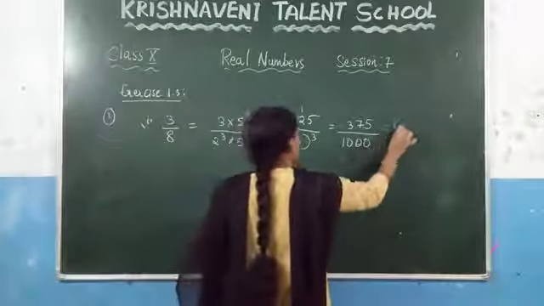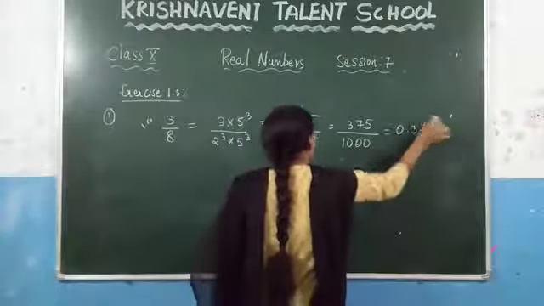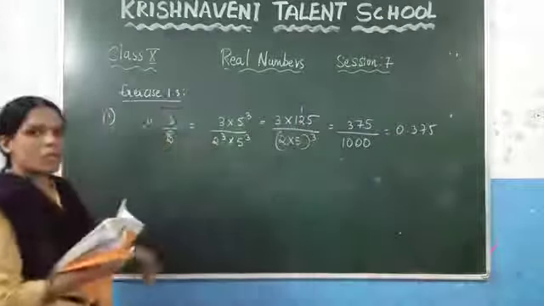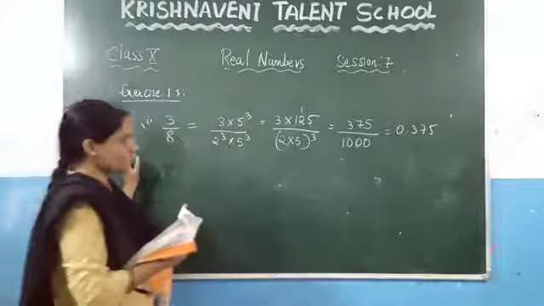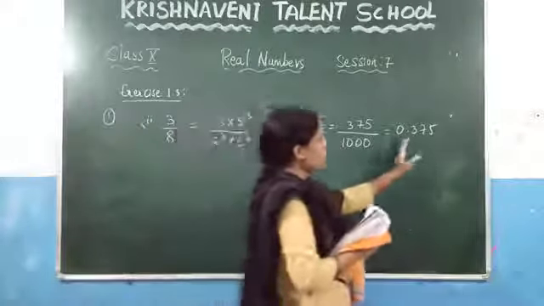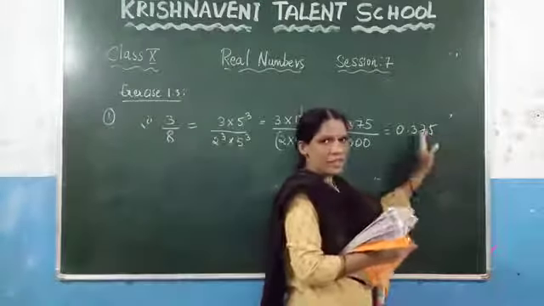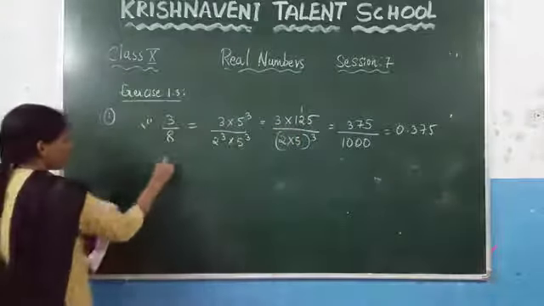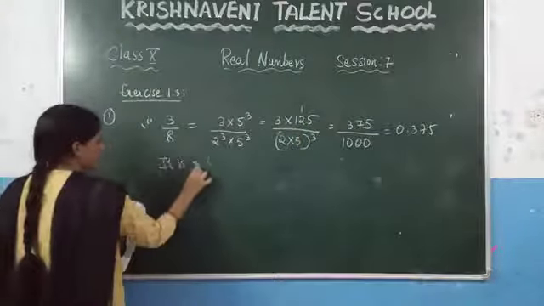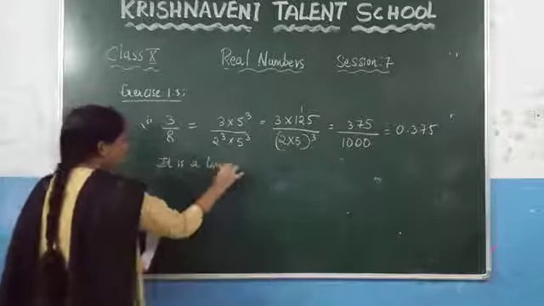So we got here 0.375. And after calculation, what we got? 0.375. Now here, since after the decimal point it has an end, we can say that it is a terminating decimal. So what kind of decimal is it? It is a terminating decimal.